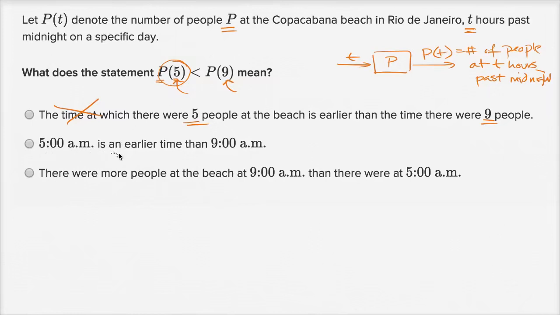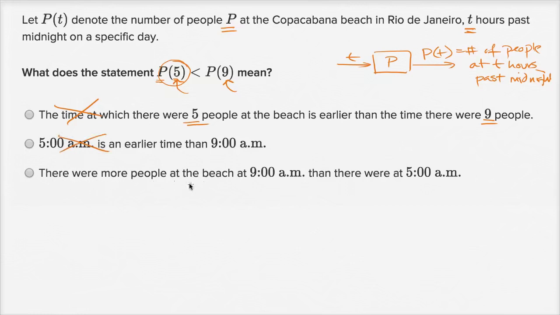5 a.m. is an earlier time than 9 a.m. Well, that is a true statement, but that's not what this statement is saying. This isn't giving us information. We just know from how we measure time that 5 a.m. is earlier than 9 a.m., but that's not what this statement is trying to say. So we'll rule that out.